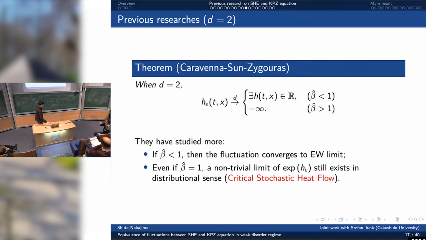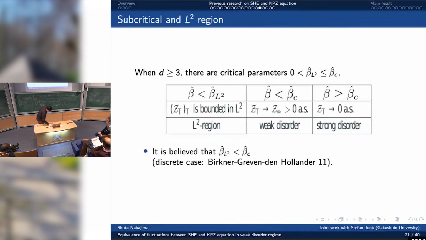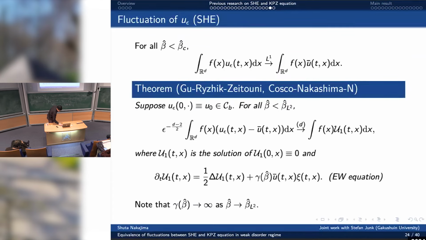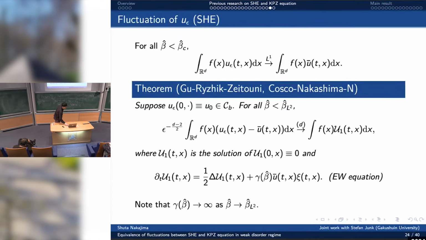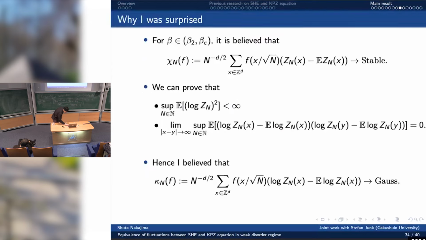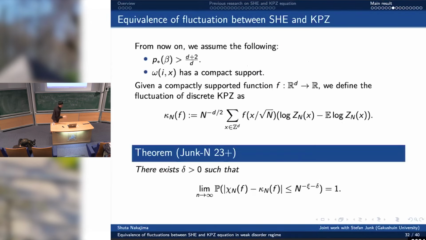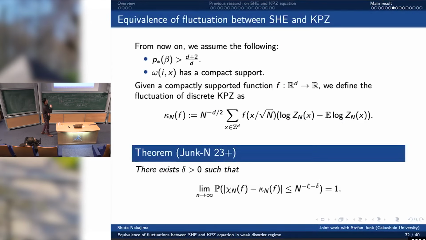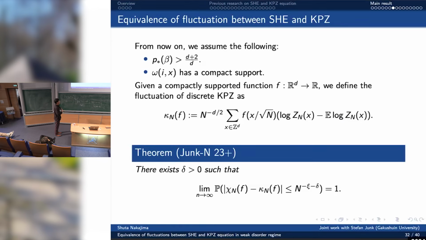But for instance, do you have an estimate on your delta in your theorem when beta goes to beta c? No, I meant the exponent. Your result is a concentration result with n to the minus xi minus delta. I was asking about this delta. We have some explicit expression for delta, but I think it's not sharp.